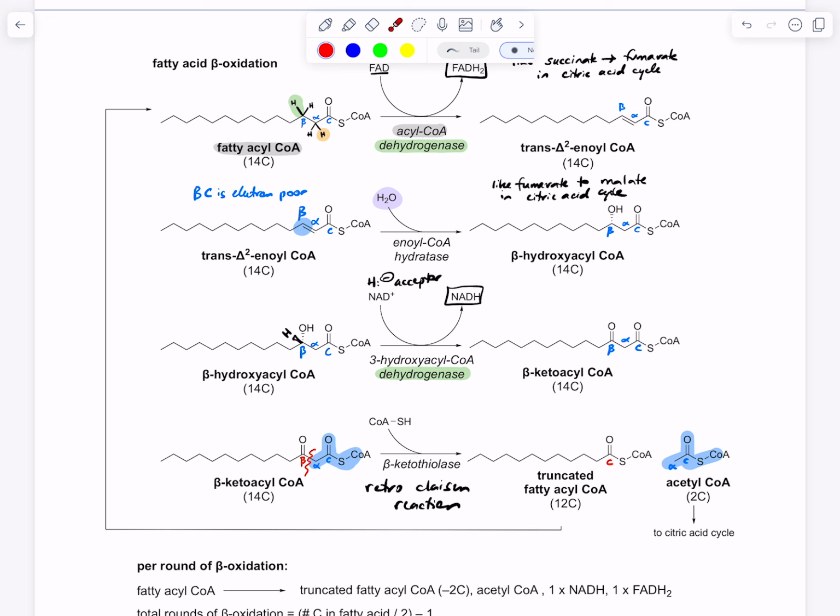Notice that the first step is an oxidation where we lose H2 from the molecule, and we lose one from the beta carbon and one from the alpha carbon. And then in a subsequent step, we put an oxygen on the beta carbon, we oxidize it to the ketone, and then the retro-Claisen reaction happens where we clip off a 2-carbon acetyl-CoA unit. Questions about that?